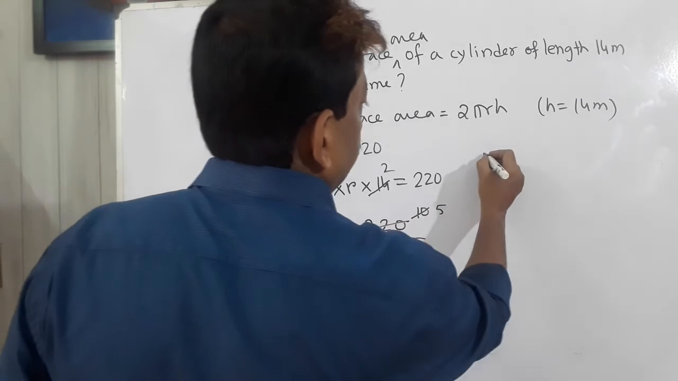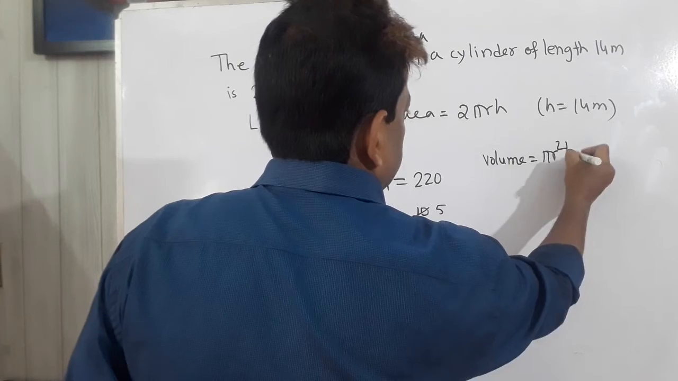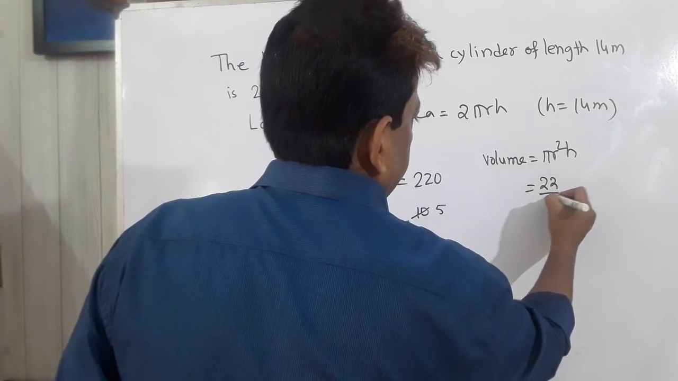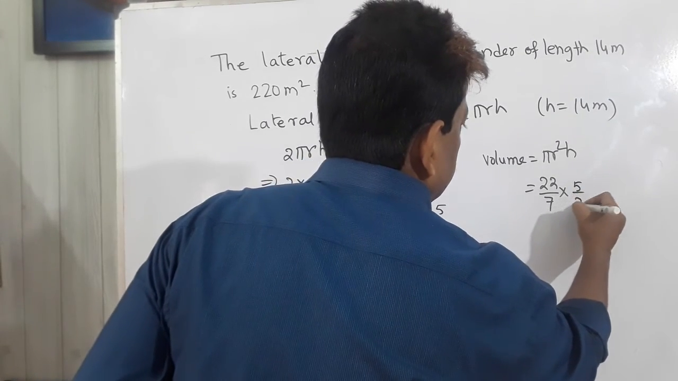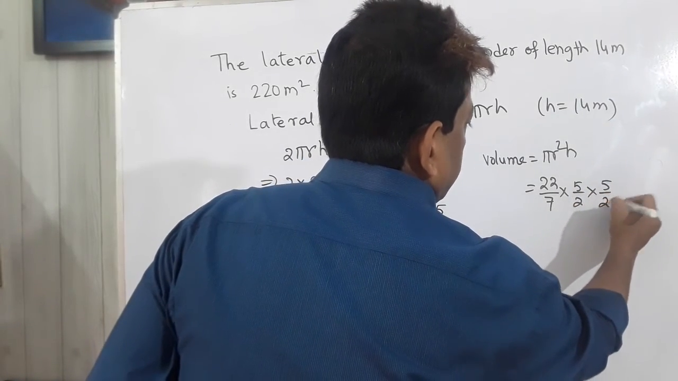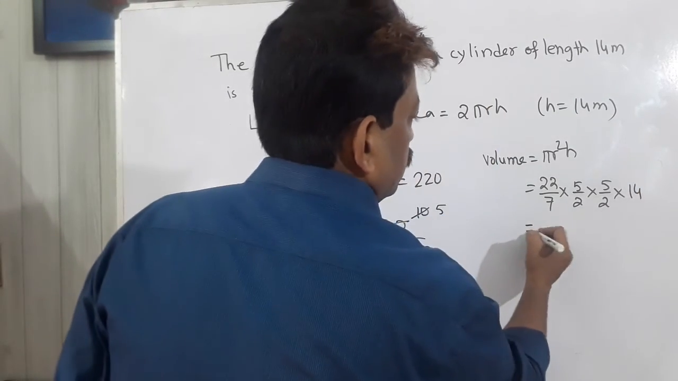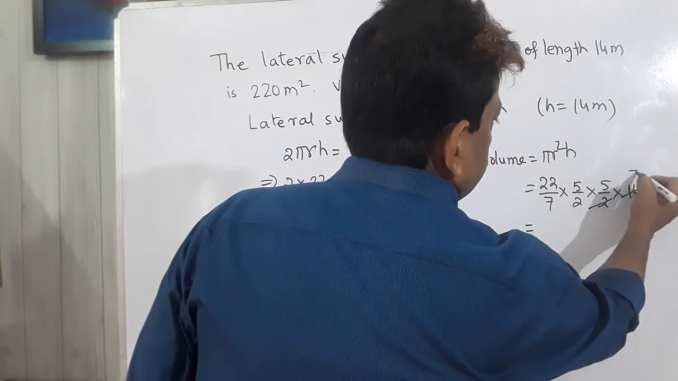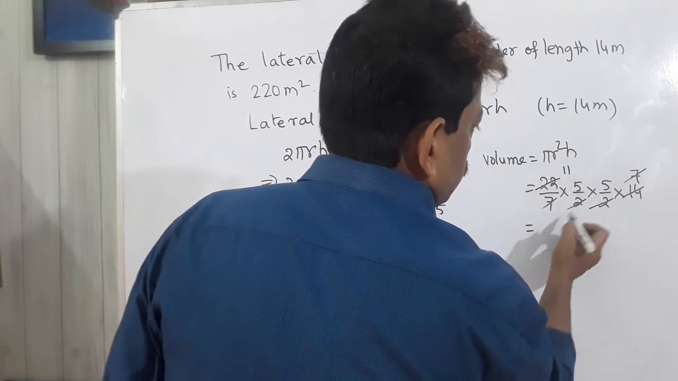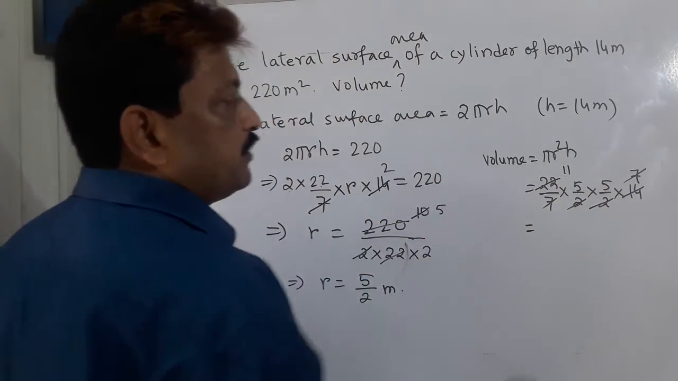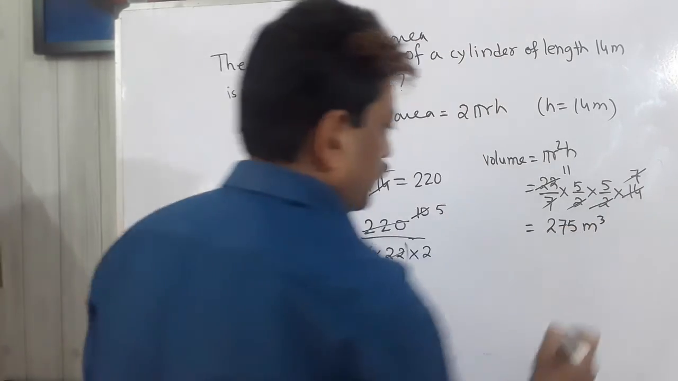Now we can calculate the volume. What is the volume? Volume equals pi r square h. So pi is 22 upon 7. r is 5 upon 2. r square, so 5 upon 2 multiplied by 5 upon 2, and h is 14. So this 2 cuts 14 is 7. 7 7 cancelled. 2 cuts 22 is 11. So 5 into 5 is 25, 25 into 11. So that is 275 meter cube. Okay.